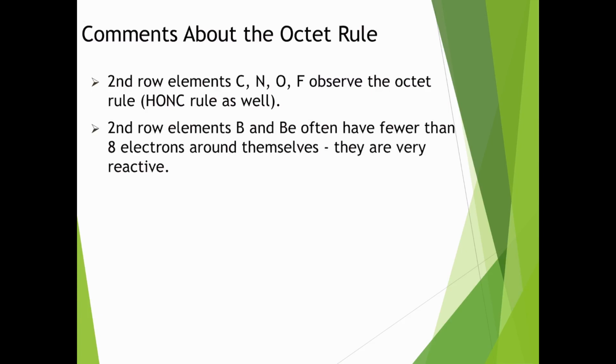The second row elements, boron and beryllium, often have fewer than 8 electrons around them, and for this reason, they are really, really reactive. Boron will often have 6 valence electrons, and beryllium will often have 4 valence electrons. So these 2 elements don't need to have an octet. They can have 6 or 4, respectively, which is why they are super, super reactive.